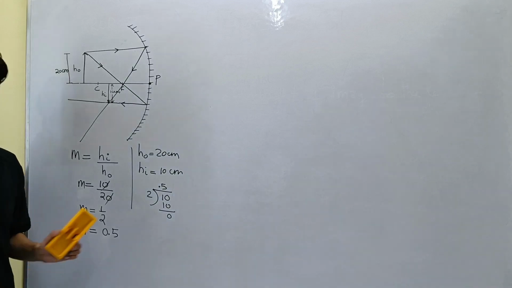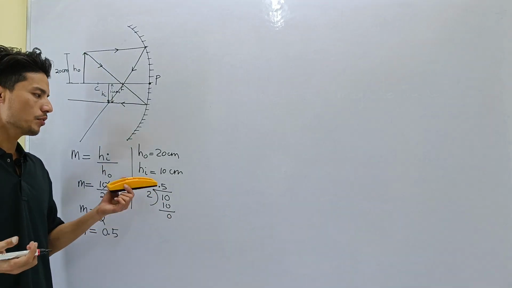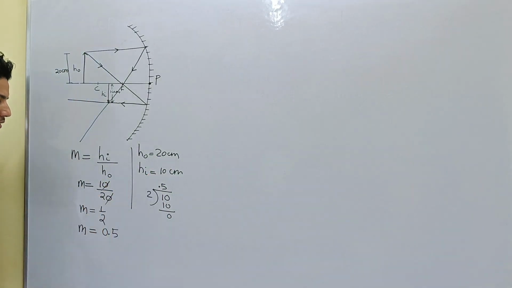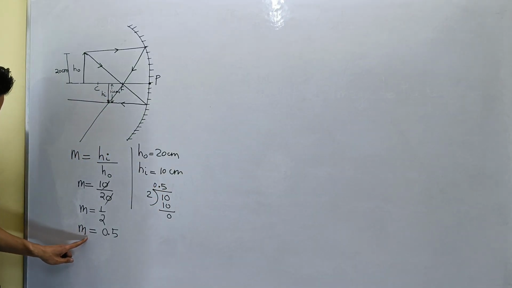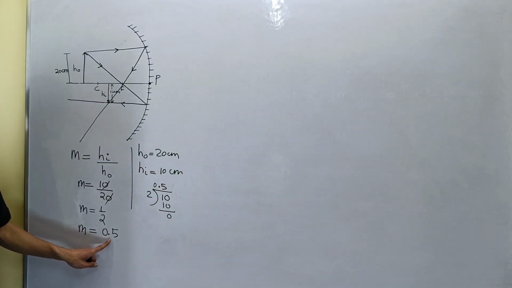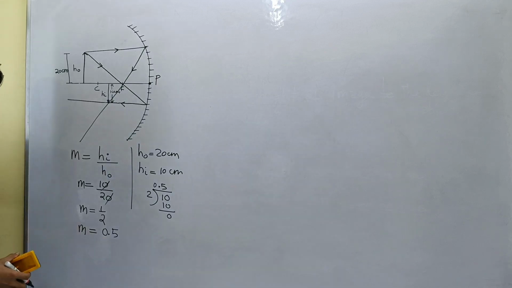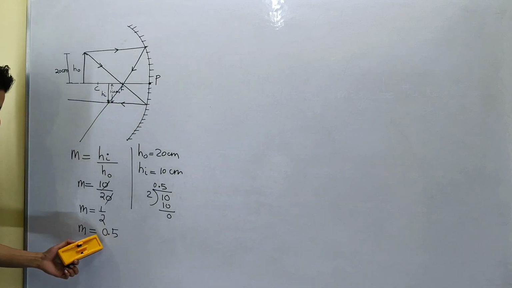We don't write any unit. Magnification is unitless. That means no centimeter, no kilometer, nothing, without any unit. So what did you get? The value of M you got as 0.5. Now see, the value of M is 0.5.